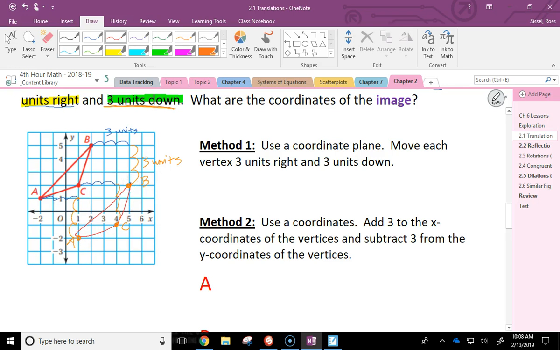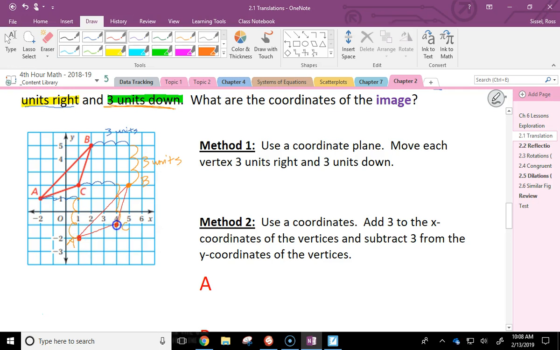Whoa, that really curved. So I should try to make it as straight as I can. Oops. Okay, that would be my new point.